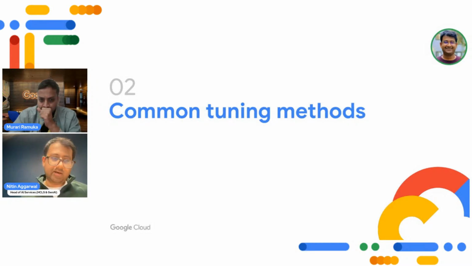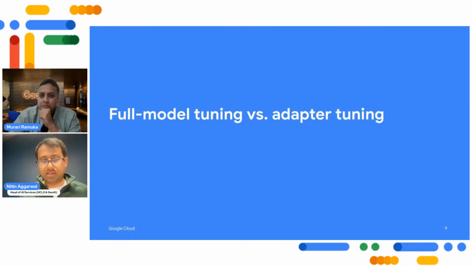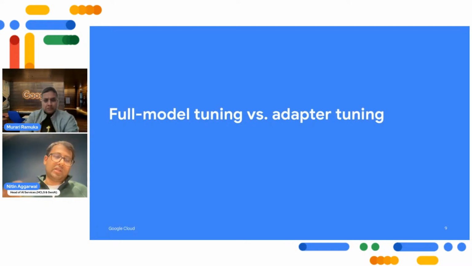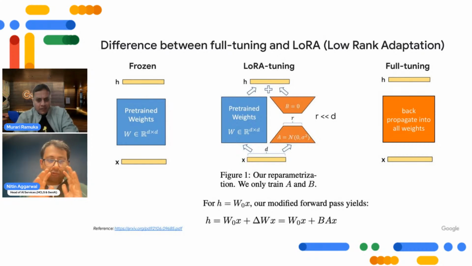The question comes in: how do these approaches work, and what are the basic differences between them? Let's quickly discuss some of the common tuning methods. One very common question that we get day in and day out is whether we should go for full model tuning or adapter tuning. The key concept behind full model tuning and adapter tuning is summarized in this very interesting paper on LoRA, which is low-rank adaptation.